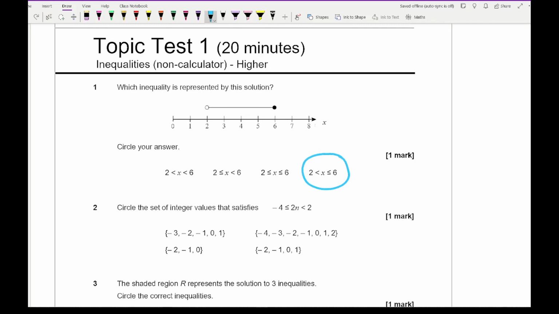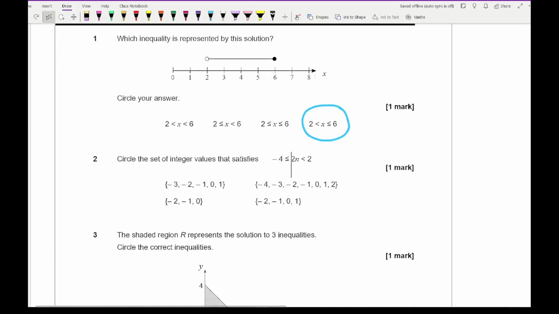For question 2, it says circle the set of integer values that satisfy -4 is less than or equal to 2n, which is less than 2. Now with this, what you want to try and do is get the n by itself in the middle. So how do I do that? Divide both sides by 2. So I've got -2, n, and 1. And then from this, what I'm looking for, well, it can be -2, but it has to be an integer that's less than 1. So that's going to be our third option.